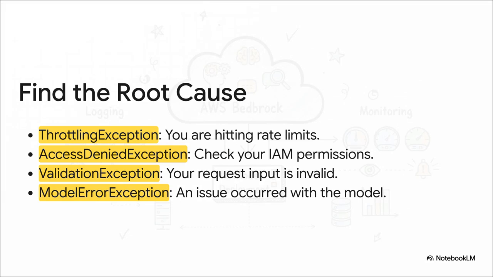But here's where it gets really powerful. This data becomes your #1 troubleshooting tool. The logs make it so much easier to find the root cause of those common API exceptions. Are you getting a throttling exception? Well, now you know you're hitting rate limits. An access denied exception? That's a permissions problem. Validation exception? Your input format is wrong. You immediately go from guessing to data-driven debugging.